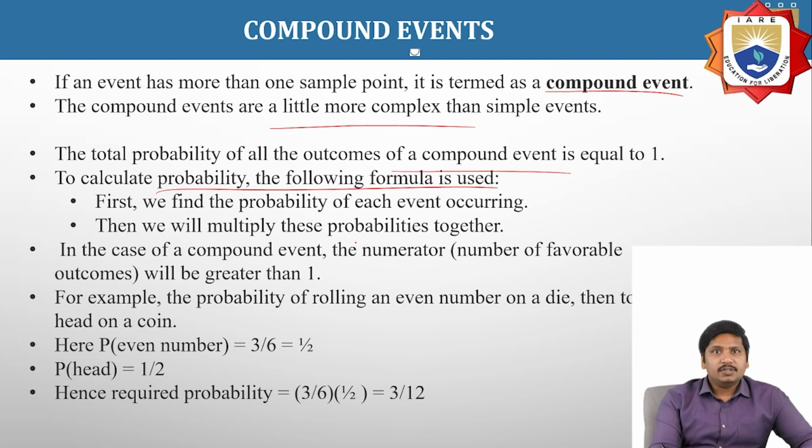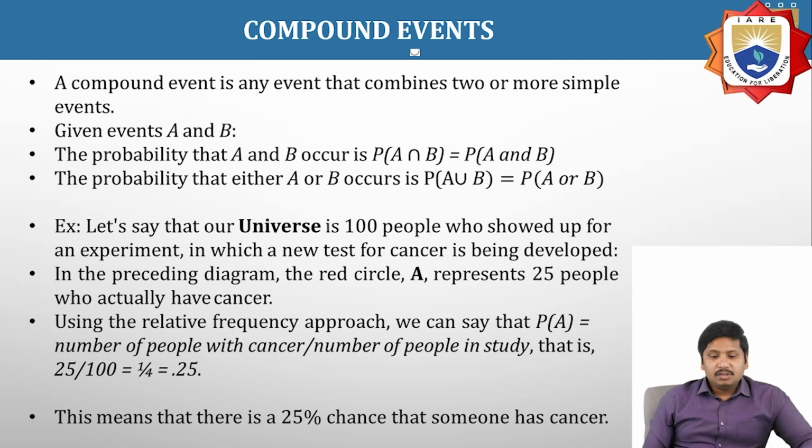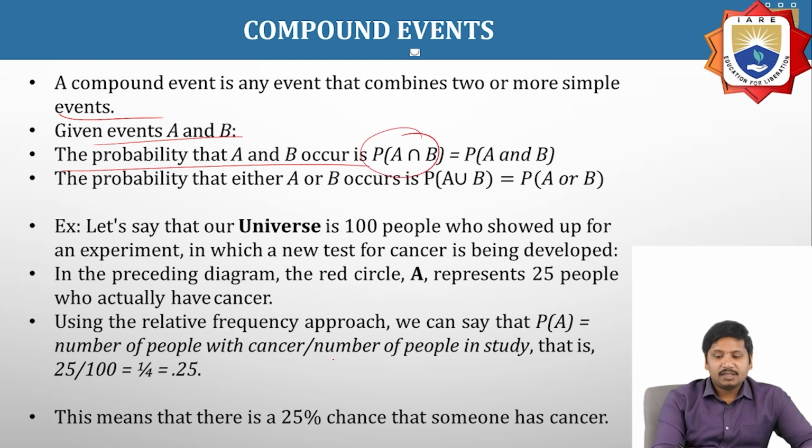The formula is that first we find the probability of each event occurring, and then we add the possible probabilities together. Suppose I want an even number: what is the probability of getting an even number on a die? What is the probability of getting a head? A compound event is an event that combines two or more events. Given events A and B, the probability that both A and B occur is the probability of A intersection B, and the probability that either A or B occurs is the probability of A union B.